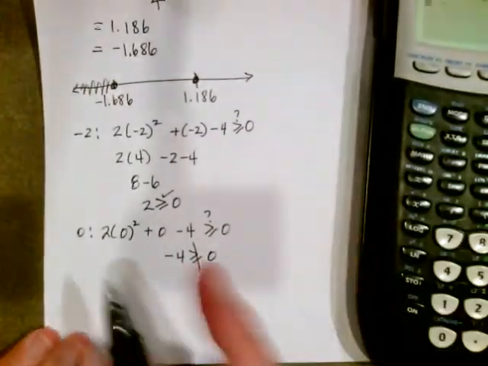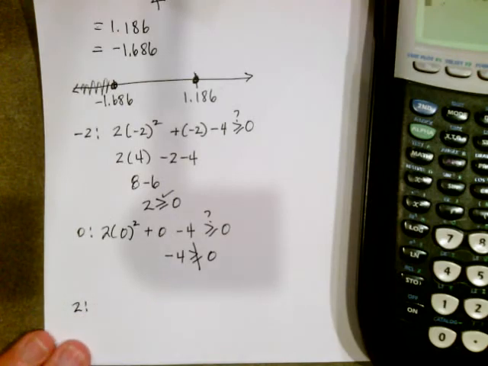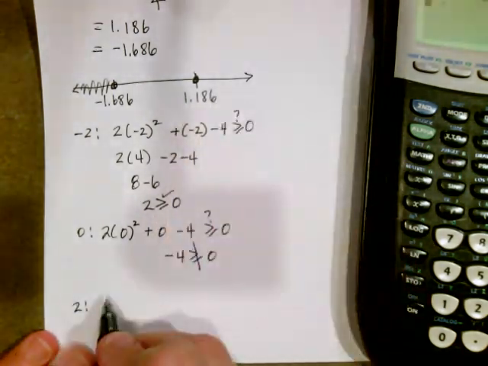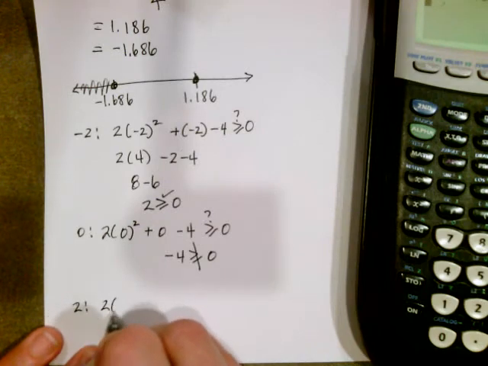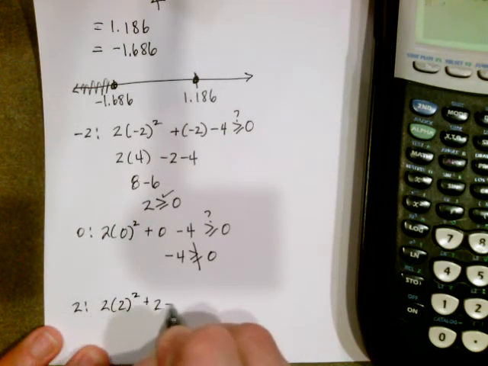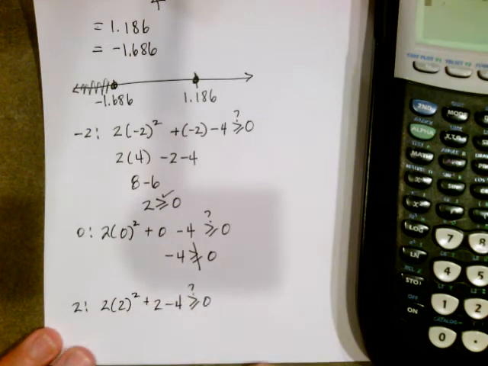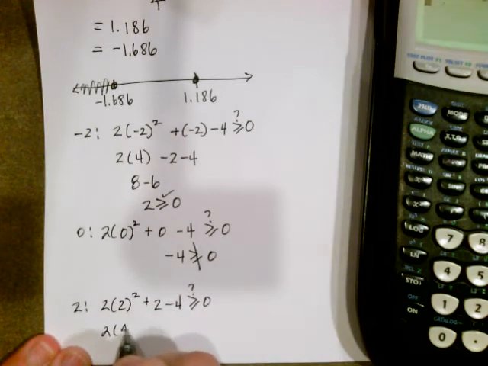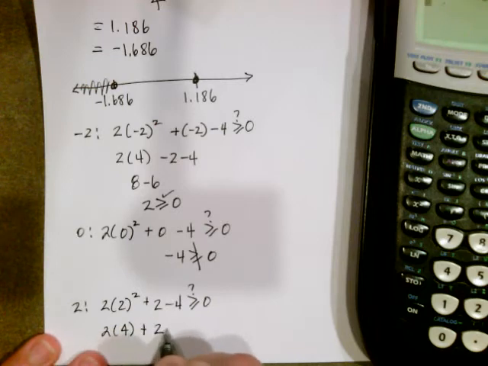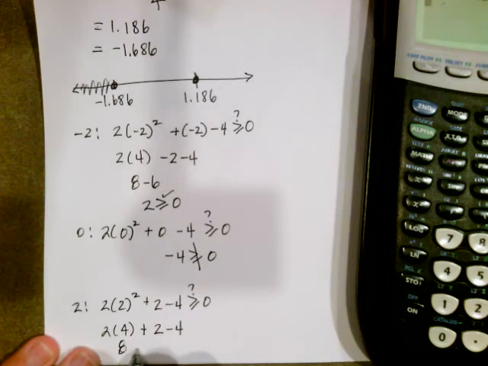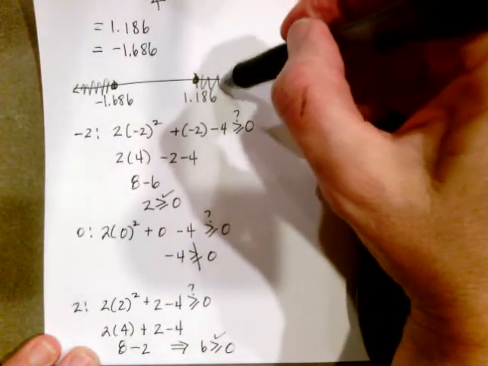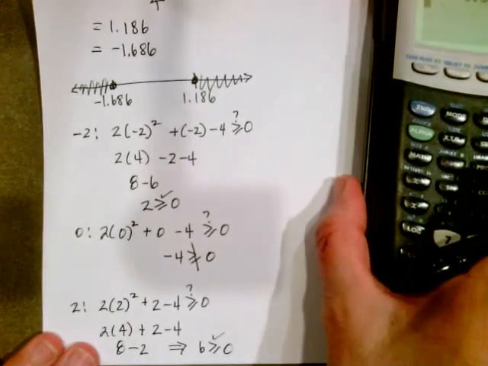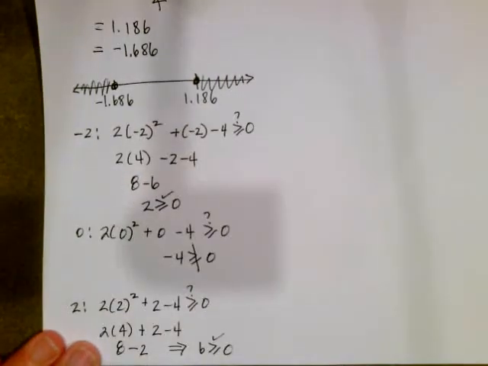All right. The next value that I'm going to test, just to make sure, is a 2, because that's in this interval out here. If I run it through my original equation, I'm going to have 2 times 2 squared plus 2 minus 4, and I wonder if it's greater than or equal to 0. So 2 times 4 plus 2 minus 4, so I'm going to get 8 minus 2, and then since I'm running out of space, I'm going to get 6 is greater than or equal to 0. That's true, so then I'm going to shade that portion of my graph. And then I'm going to write my solution.